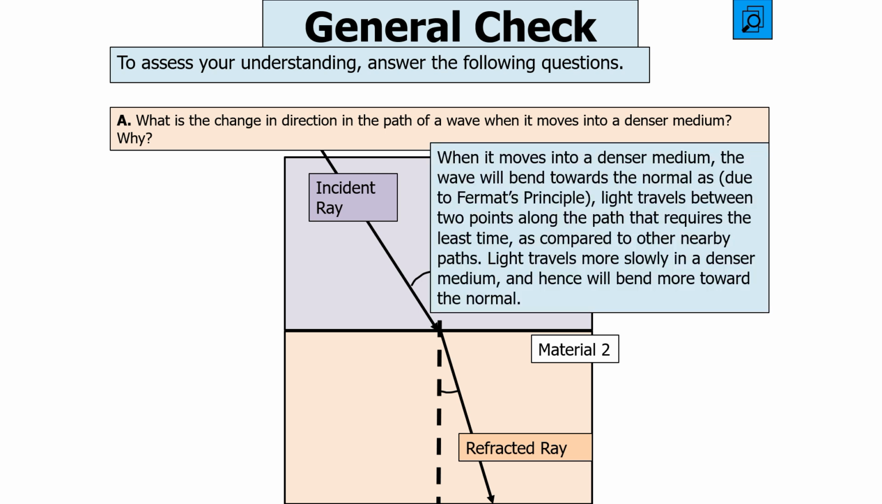When it moves into a denser medium, the wave will bend towards the normal as the light travels between 2 points along the path that requires the least time as compared to the other nearby paths. Light travels more slowly in a denser medium and hence will therefore bend towards the normal.